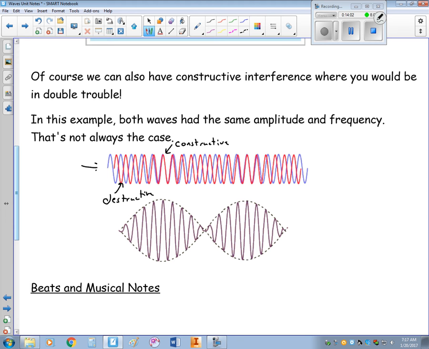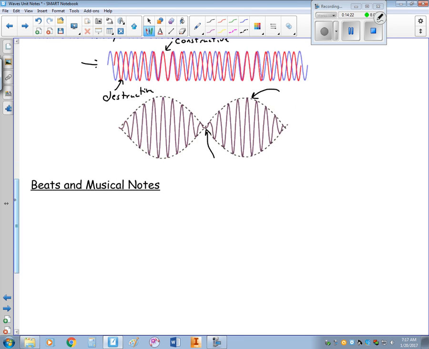This leads us to something called beats. You would hear a wah, wah, wah, wah kind of sound. So what we get is an area of destructive interference where the waves cancel each other out, and an area of constructive interference where they reinforce each other, becoming even louder. And we would hear these beats so many times per second.